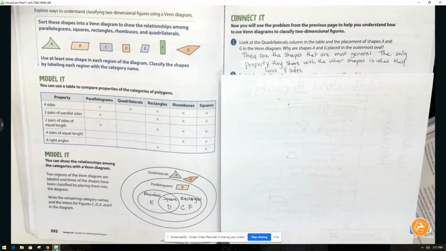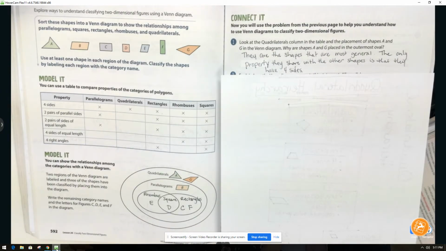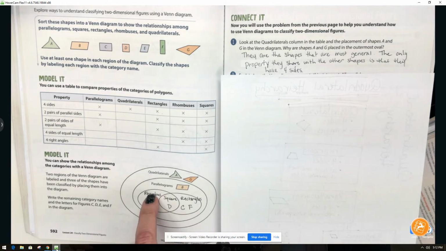Shapes A and G are in the outermost oval because they are the shapes that are the most general. The only property that they share with the other shapes is that they have 4 sides. They're the most general because the only attribute these 2 shapes have in common is that they have 4 sides. They have none of the attributes of parallelograms, rhombuses, squares, or rectangles.